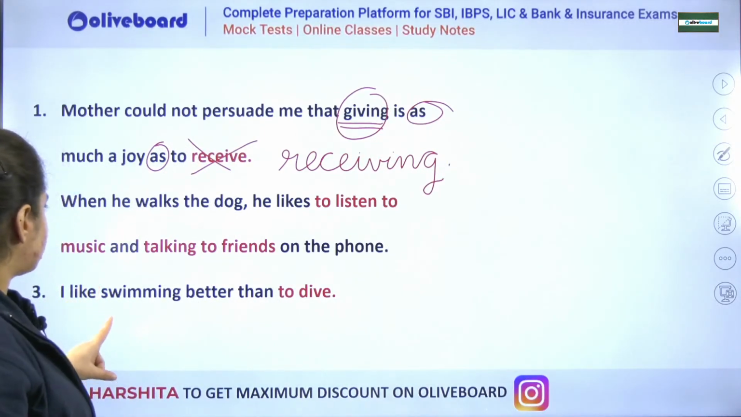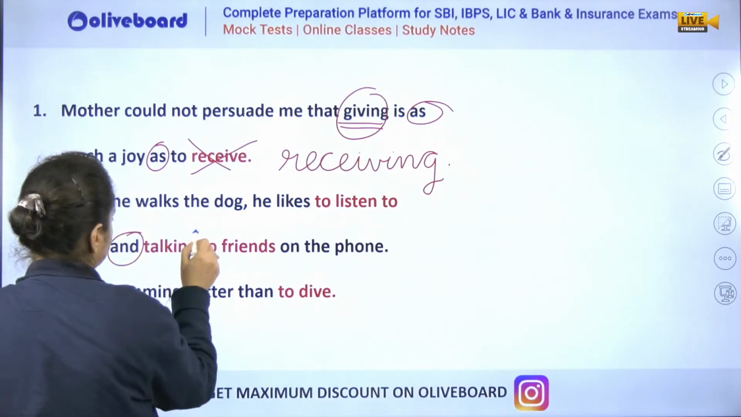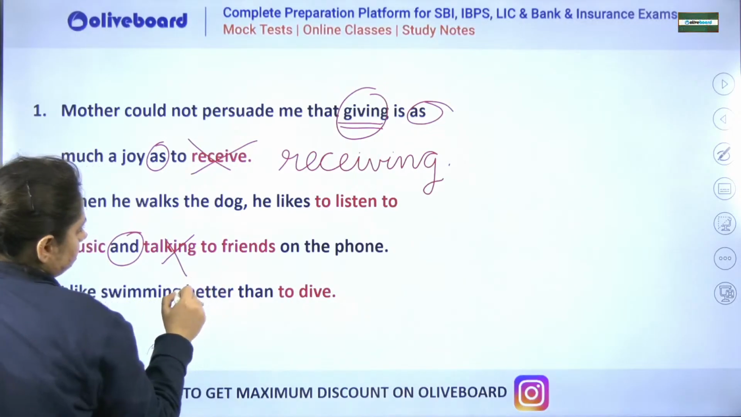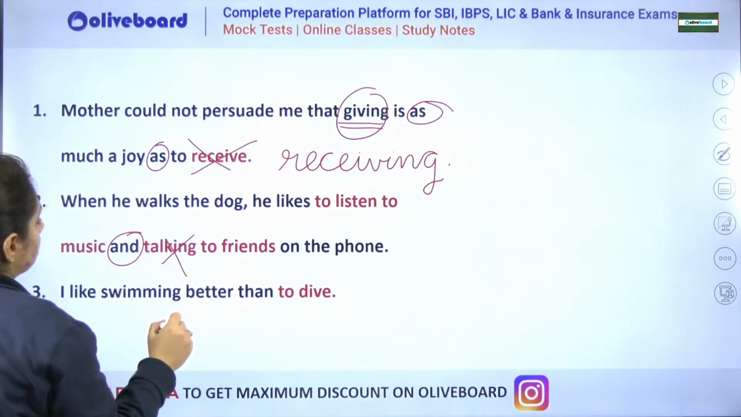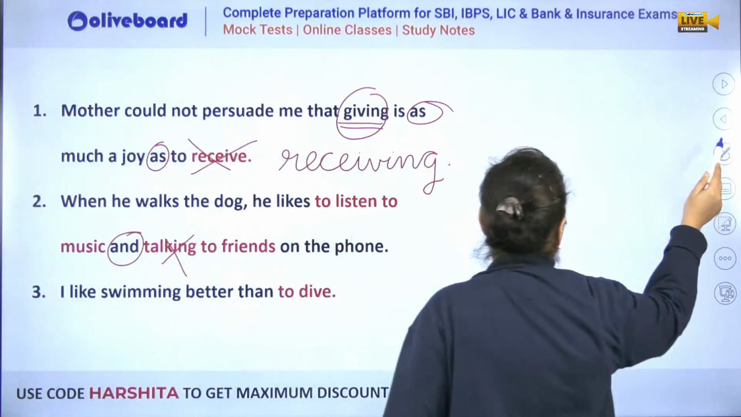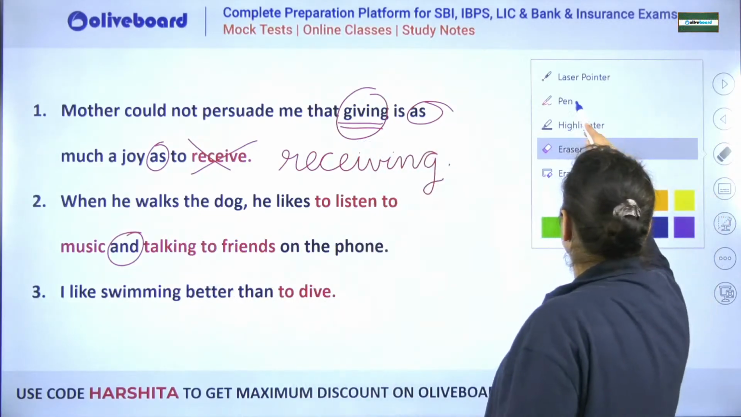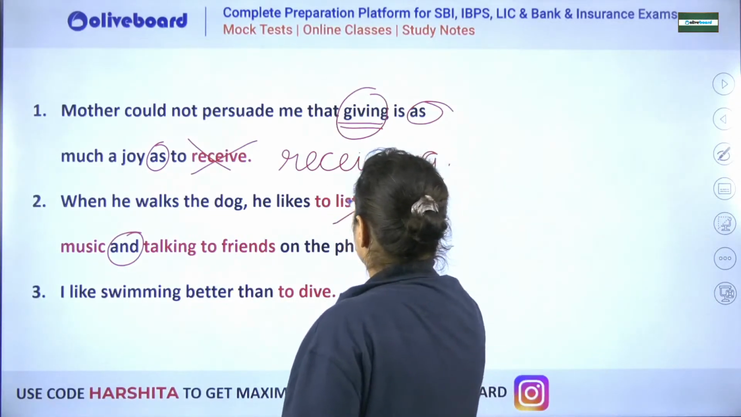When he walks the dog, he likes to listen to music. And after and also not talking and talking to and talk. Acha, he likes listening to music. How will you correct here is he likes listening to music and talking to friends on the phone. Here also it should be listening.